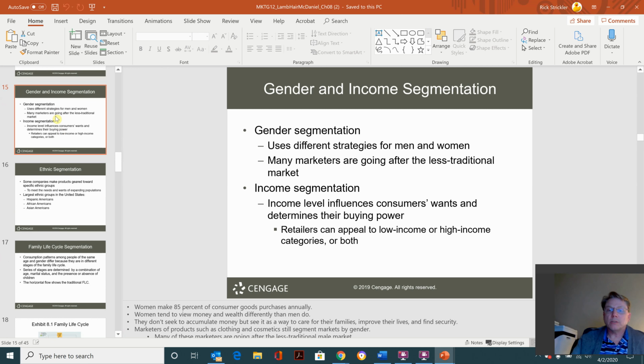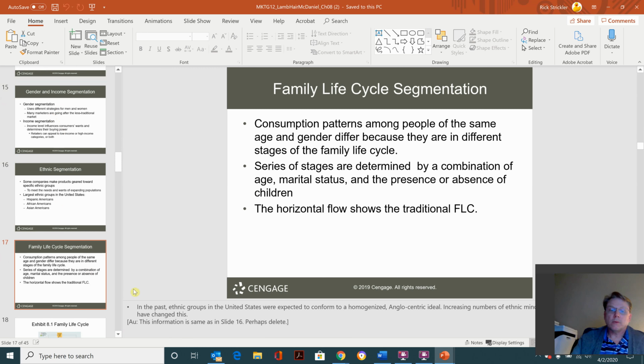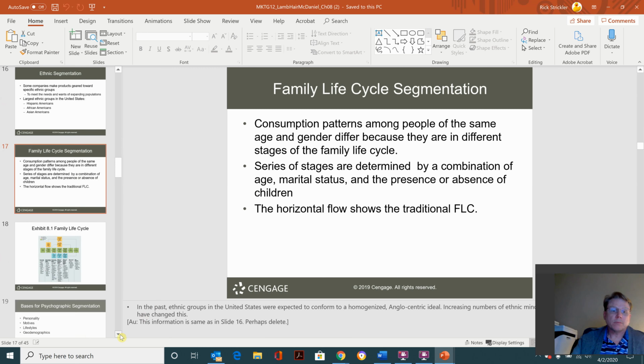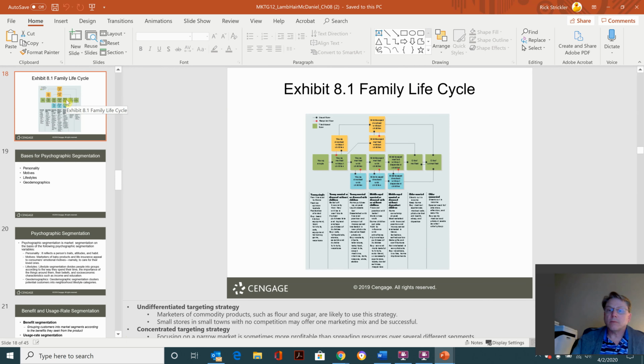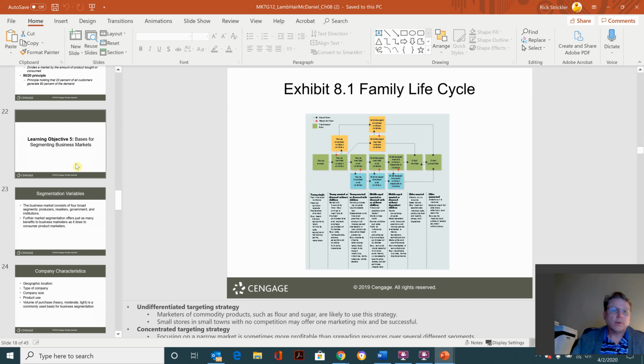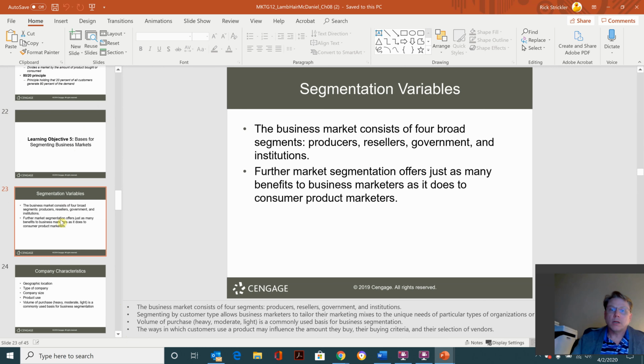Separate them by gender, income segmentation, largest ethnic groups in the United States: Hispanic, African Americans, and Asians. And then, of course, we went over the family life cycle. Okay. So here's a little model of family life cycles that's in your book. And then if we go down here to the last one, basis for segmenting markets.